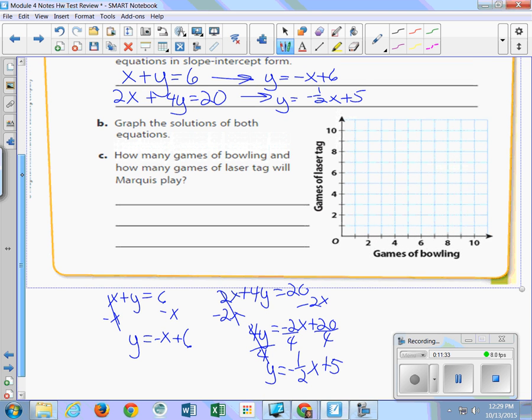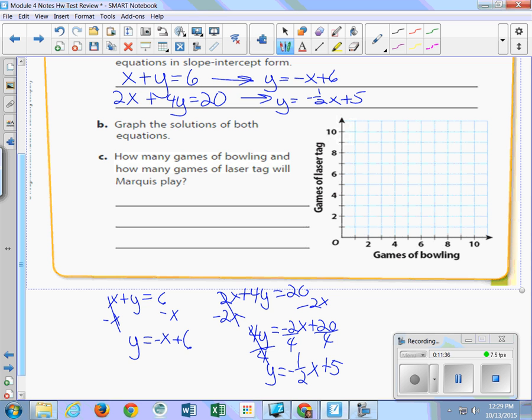Alright, next step is to graph both equations. So I had a y-intercept of 6, and then I'm going to go down 1, and right 1. Down 1, right 1. So it's going like this. The second one starts at 5. It goes down 1 over 2, down 1 over 2, and so on.